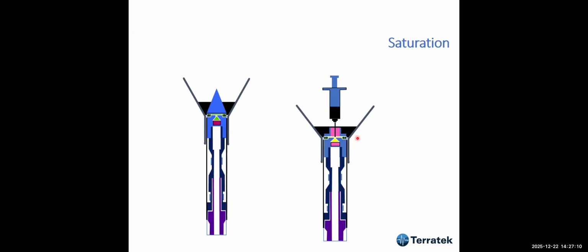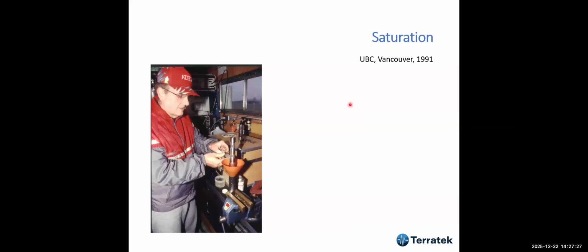And we put a cone like this, a plastic cone, a plastic funnel, and we put the silicone oil, usually silicone oil, and then we saturate the porous element here, the cavity, with the syringe. And here is Professor Campanella teaching me in 1991 how to do that.